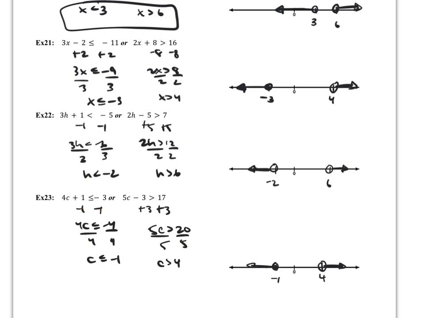Example 23, minus 1, negative 3 minus 1, be careful there, is negative 4. Divide by 4, c is less than or equal to negative 1. Close circle, arrow to the left. Add 3, divide by 5, or c could be greater than 4, open circle, arrow to the right. One additional thing just to keep in mind, it didn't happen here, but if at any point you have to multiply or divide by a negative to isolate the variable, be sure to reverse the inequality sign.